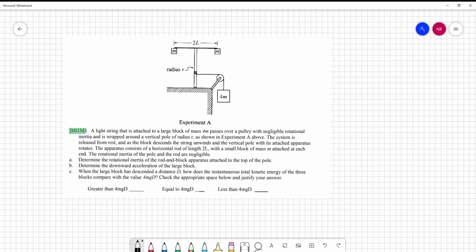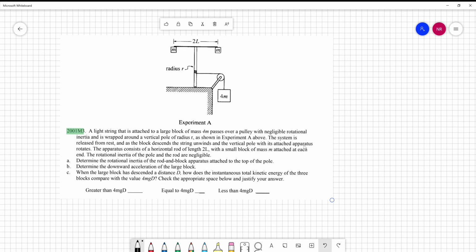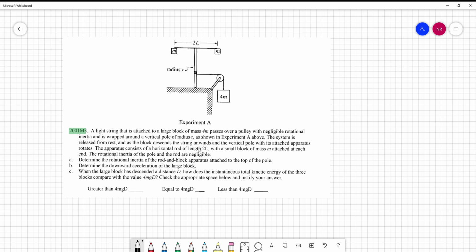There's a string that connects this block over here to this apparatus, which is kind of like a spinning top. And as this block goes downwards, this top is going to unravel and then spin. So then the first part of the question says, determine the rotational inertia of the rod and block apparatus attached to the top of the pole.